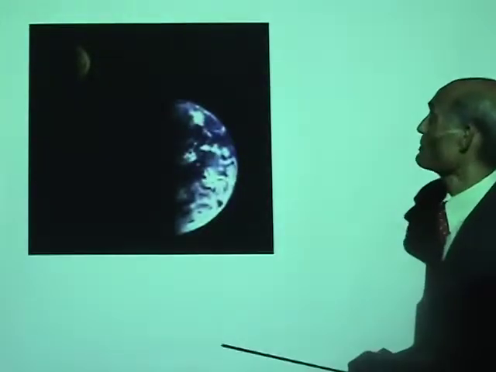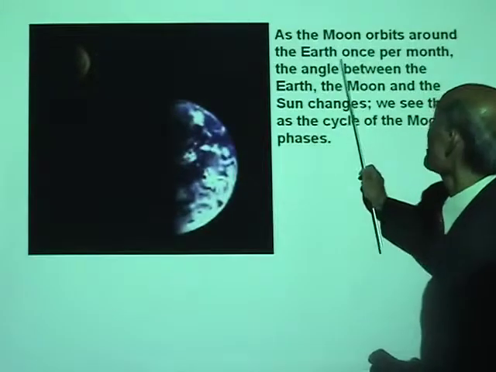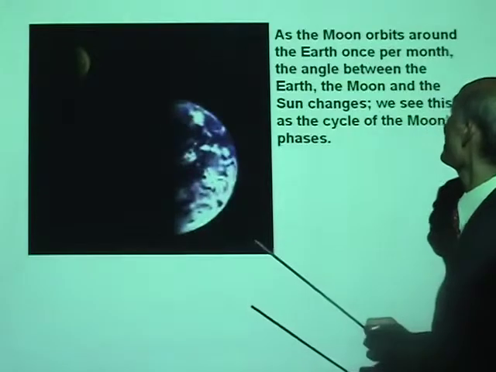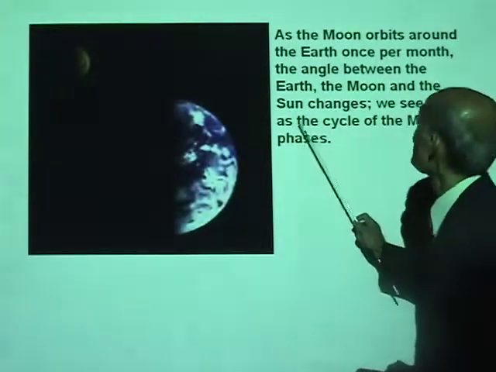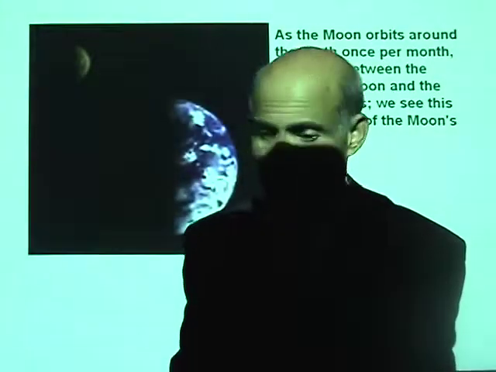Well, look at this. As the moon orbits around the Earth once per month, the angle between the Earth, the moon and the sun changes. We see this as the cycle of the moon's phases.